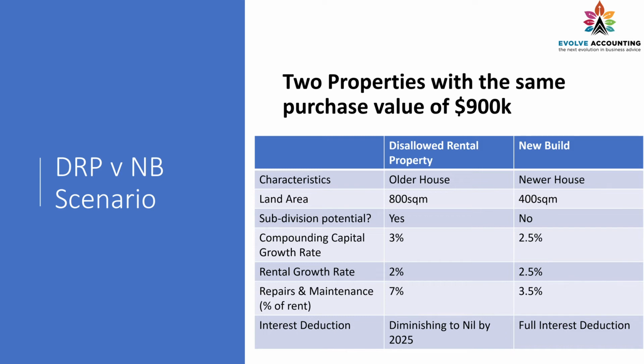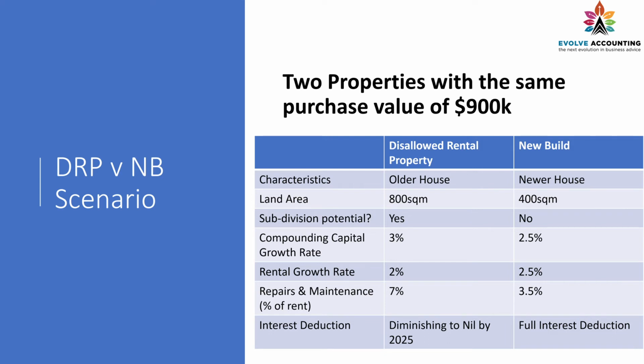Versus the new build. So this is a newer house. It's on 400 square metre section. It does not have subdivision potential. Okay, so I've brought down that capital growth rate, compound capital growth rate on that property, because there's no pent-up value in that land for the future. It can't be broken up into smaller portions.